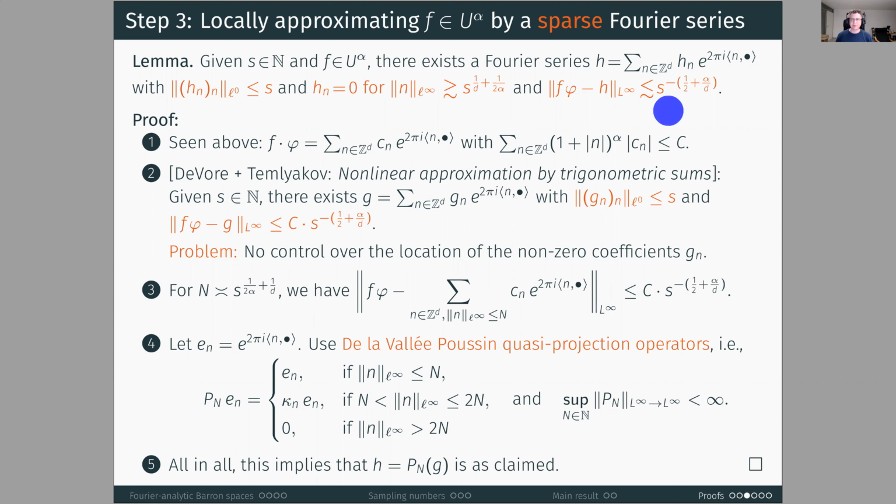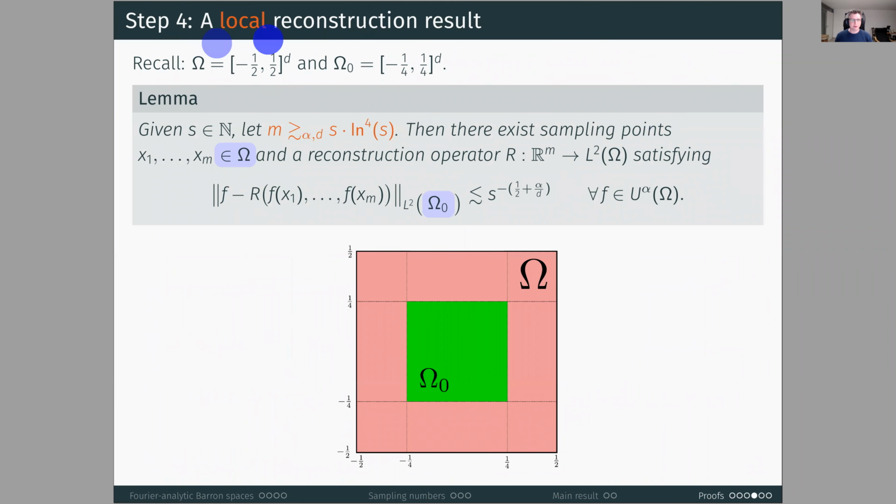Okay, now we have approximated our function by a sparse Fourier series. And what does this give us? It gives us the following local reconstruction result. And recall omega is again the full unit cube, and omega naught is this smaller cube inside the unit cube. And now this result tells us the following. If we take s times log to the 4 as sampling points, then we can choose them in the set omega, so in the big cube. And then there's also the reconstruction operator, which then gives us the desired reconstruction error, but only on the smaller subdomain omega naught. So we sample on all of omega, and we only get the reconstruction on the smaller subdomain.